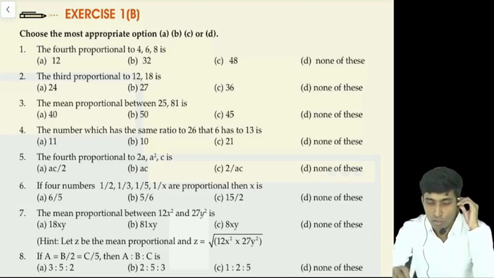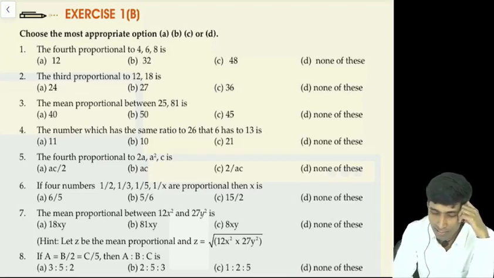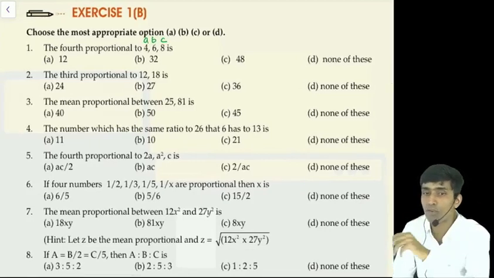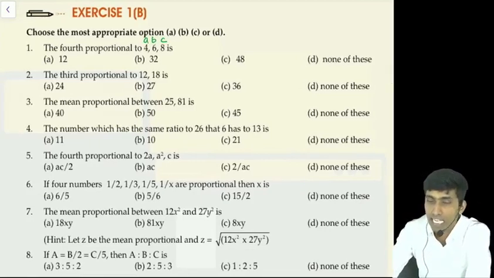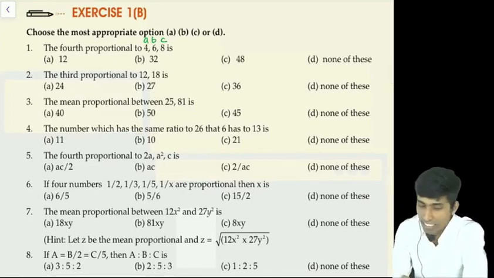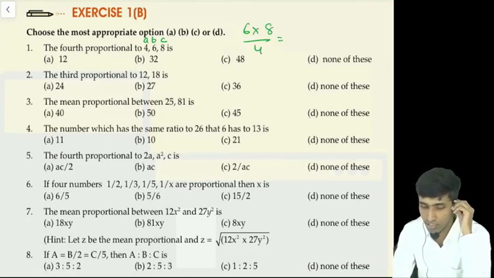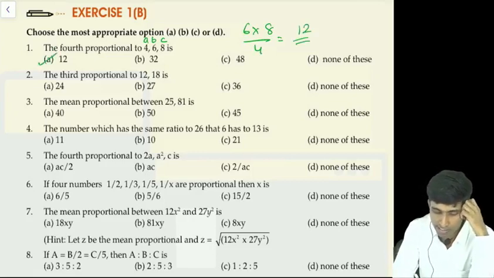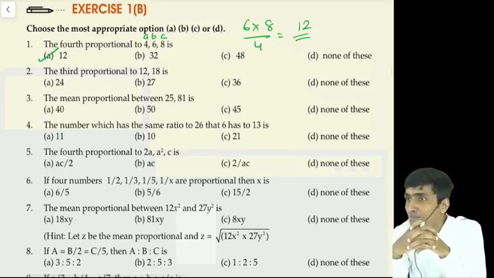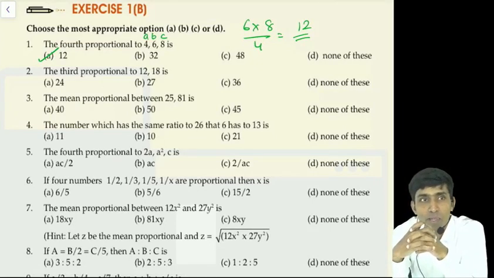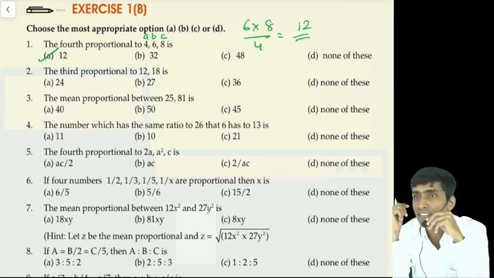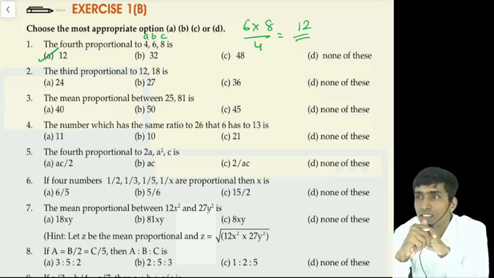Listen. Fourth proportional. This is A, this is B, this is C. Fourth proportional, what was the formula? BC upon A. So 6 into 8 divided by 4. Answer is what? Wow, you people are geniuses. Have you understood? Are you understanding? Please don't talk. Please be silent.